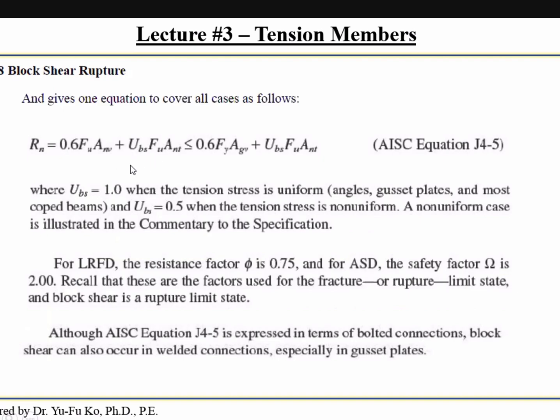Again, for the Ubs term here, like we discussed, when tension stress is uniform, which is most cases, Ubs is 1. In some cases, tension stress is non-uniform, and Ubs is 0.5. Typically, non-uniform cases are rare. You need to go to the commentary to see which cases apply for non-uniform tensile stress. But most are uniform tensile stress.